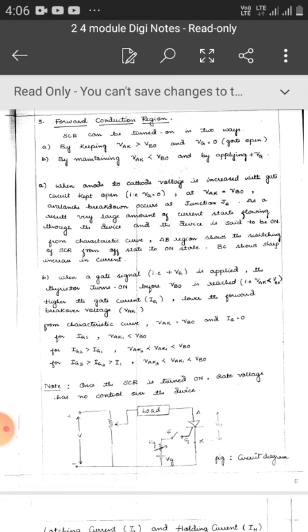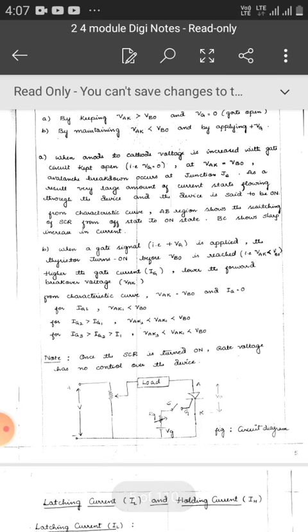When the anode to cathode voltage is increased with the gate kept open, that means VG is equal to 0, at VAK equal to VBO, avalanche breakdown occurs at junction J2. As a result, a very large amount of current starts flowing through the device and the device is said to be on. In the characteristic shown in the figure, region AB shows the switching of the SCR from off state to on state. BC shows the sharp increase in the current.